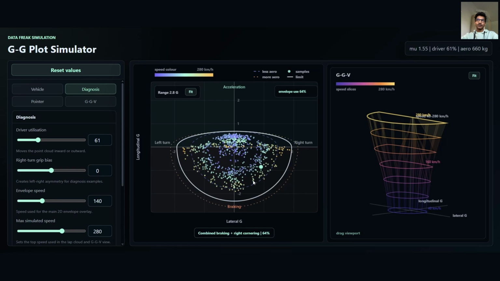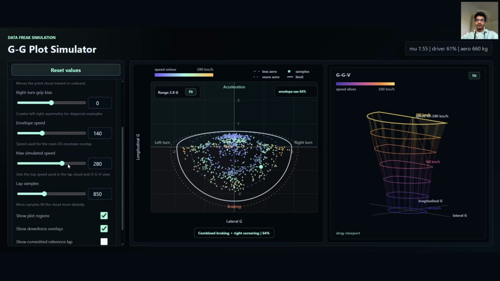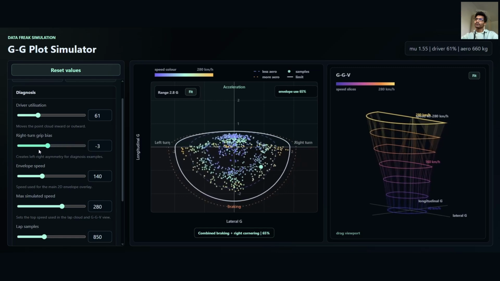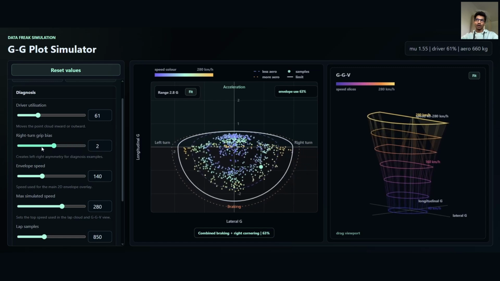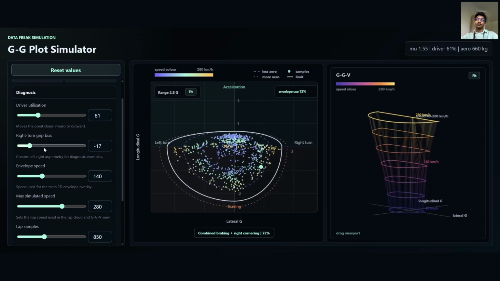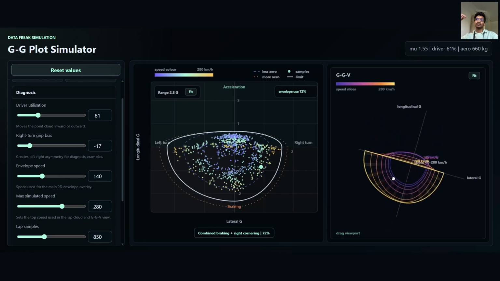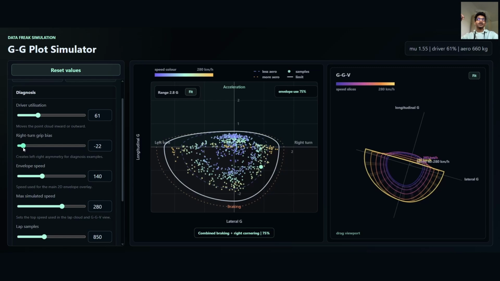One more thing we can consider is the left and right balance. Sometimes the plot is stronger in one direction than the other and shows asymmetry. This sometimes is normal. The circuit may simply have more demanding corners in one direction than the other, but if the layout does not explain it, asymmetry can suggest setup imbalance, or uneven tire behavior. It could also point at sensor orientation issues, or maybe just the driver being more confident turning in one direction than the other. So it's not automatically a problem, but this is a clue.